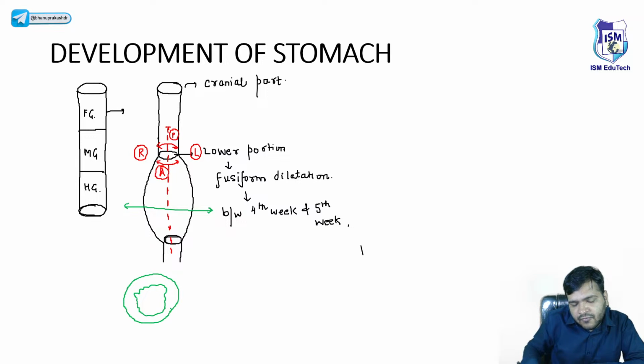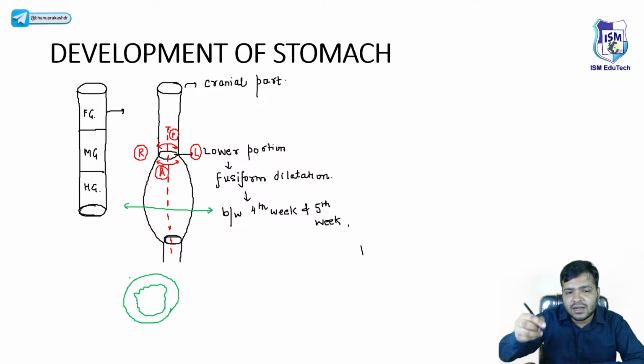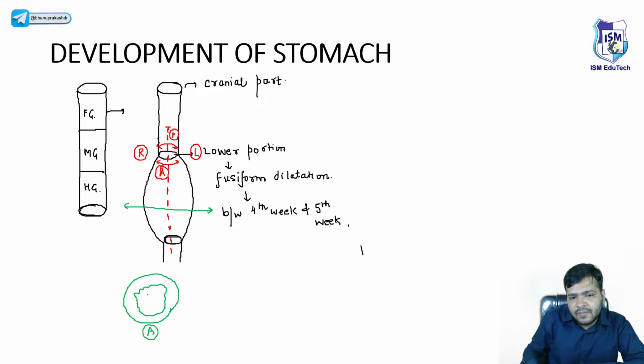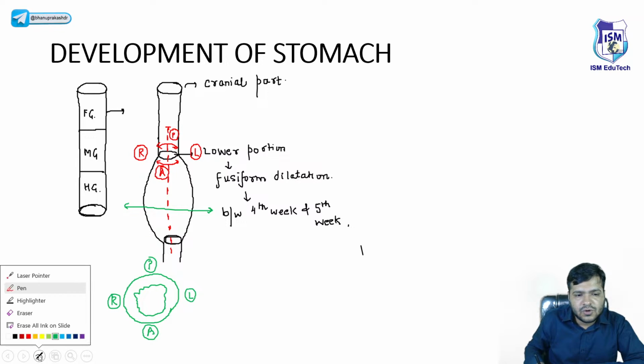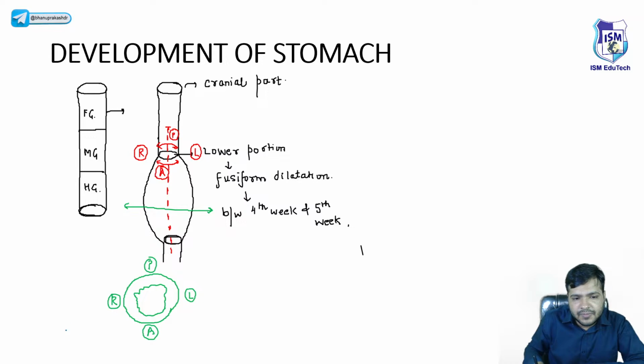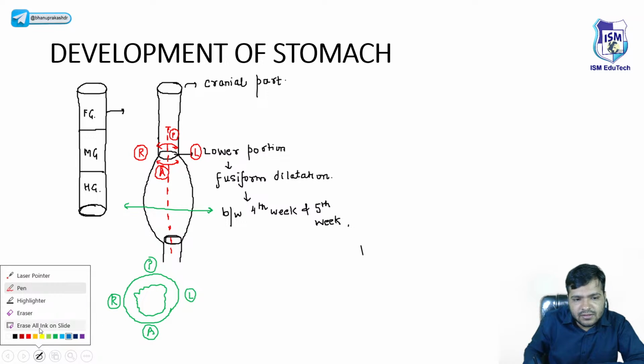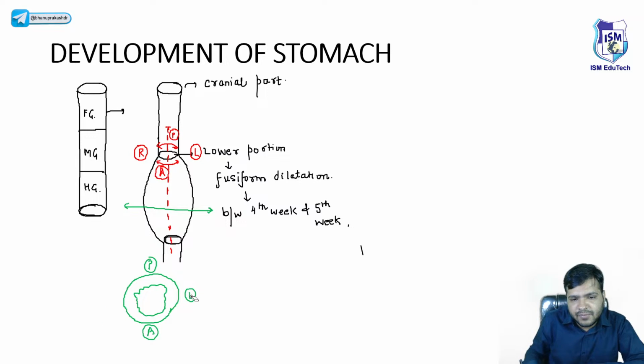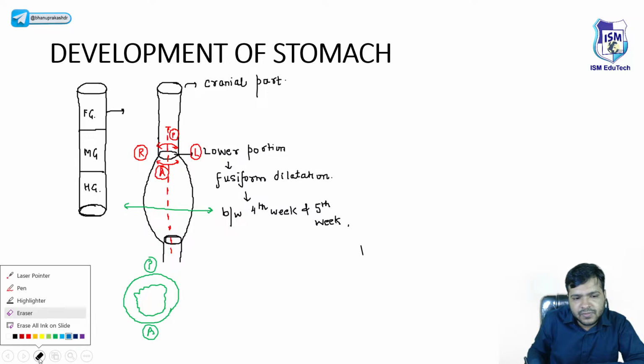So it will be somewhat like this. If I try to cut this through the middle and look, you already know this is the anterior part, this is the posterior part, this is the left part, and this is the right part, right? Along with that, guys, I wanted to mention two things over here. Towards the right part, I will just erase this right and left because I want to draw something over here.